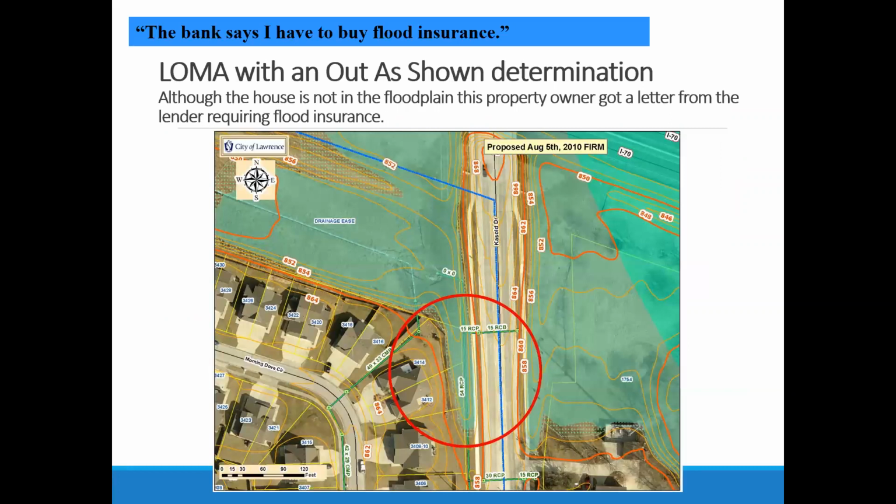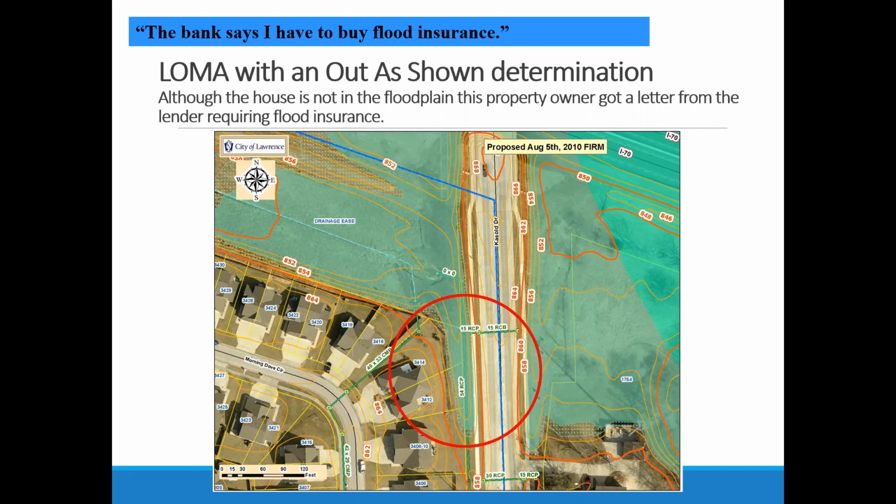And so here's the LOMA out as shown. So as it suggests, the building is actually outside the floodplain. So you can see in the red circle, property 3414 and 3412 are actually outside of the floodplain, but they have it in their backyard. So what happens is the bank, where they have their lender, is requiring flood insurance based on a flood zone determination that says that they are in the special flood hazard area.